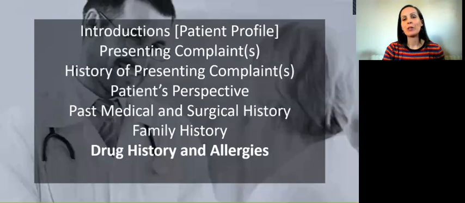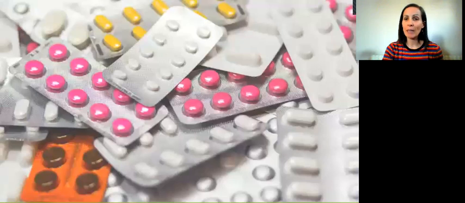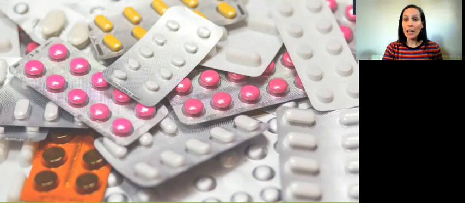Then we want to move on to drug history and allergies. So within this, we want to be asking questions about if patients take any prescribed medications. And then if they do, you need to find out those details. So what is the name of the medicine? And you want the actual generic name, not just the brand name. You want to find out how much they take. Do they take 5 milligrams, 10 milligrams, 20 milligrams?